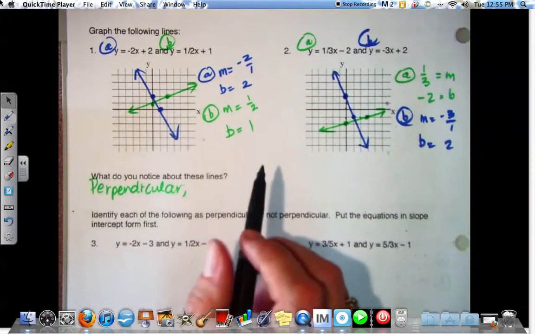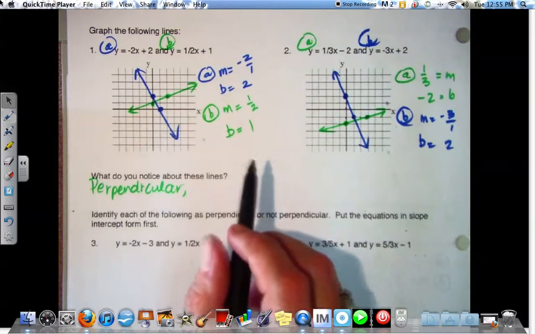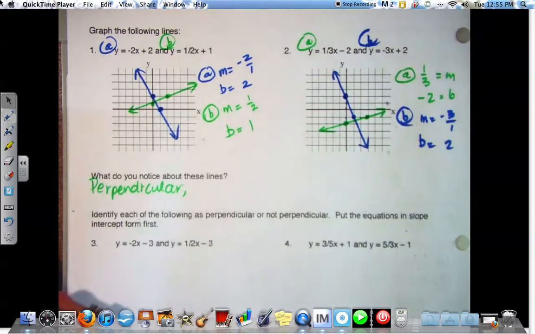Well, not necessarily. Perpendicular means what happens with the lines? They touch. They intersect, but more specifically, they cross.